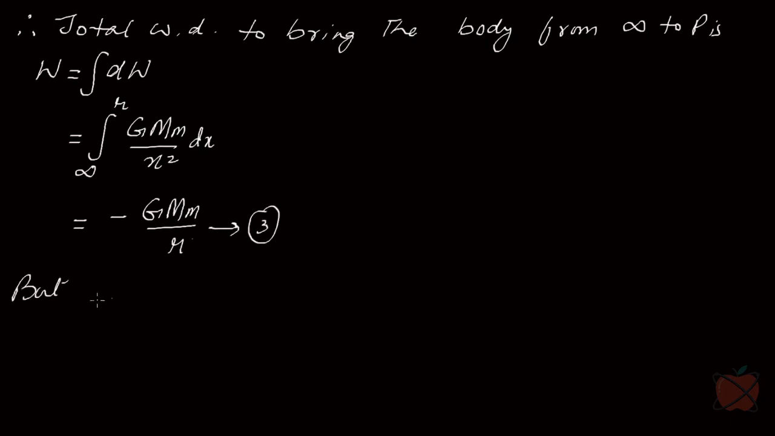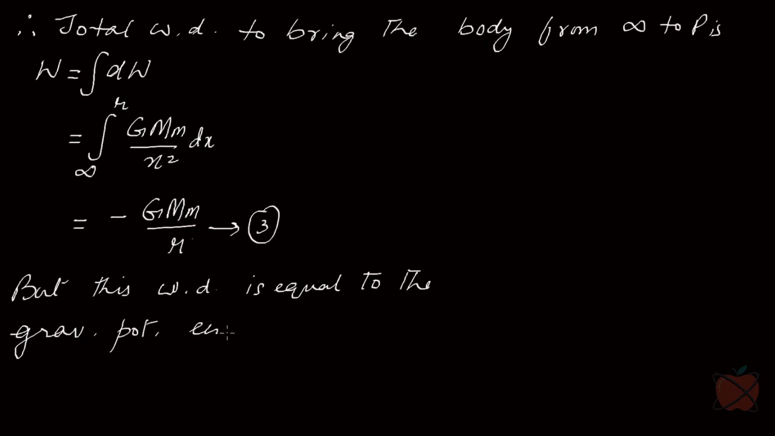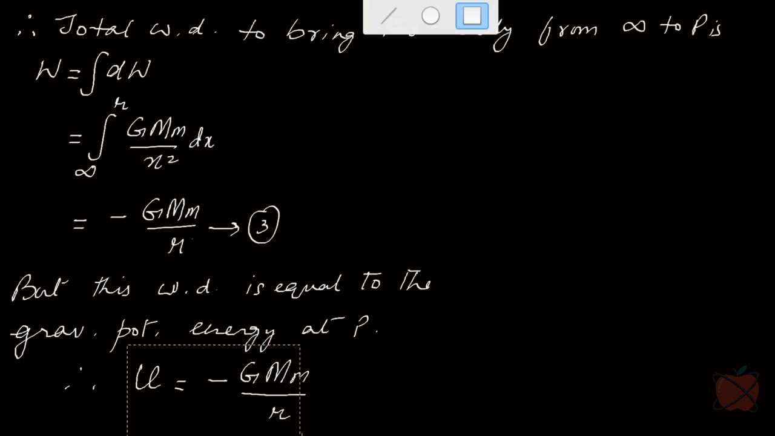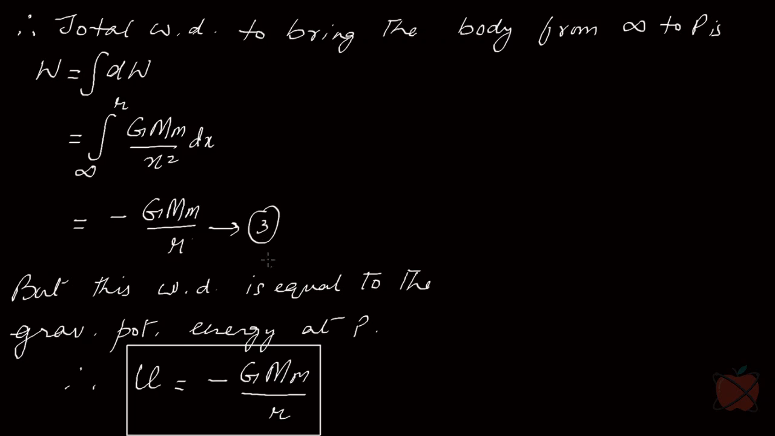But this work done is equal to the gravitational potential energy at P. So therefore the gravitational potential energy, which is often denoted by U, will be minus G M m by r. Okay, so that is our required expression. Let's call this equation 4.